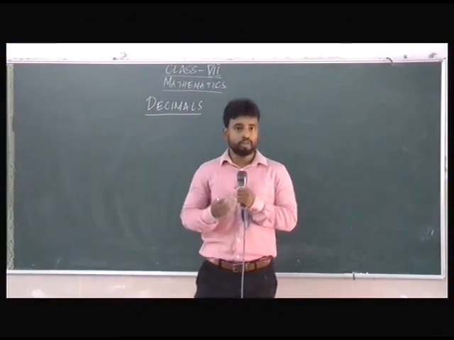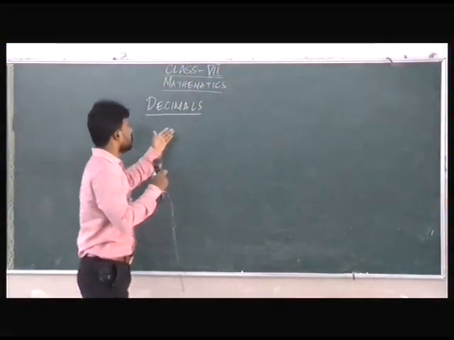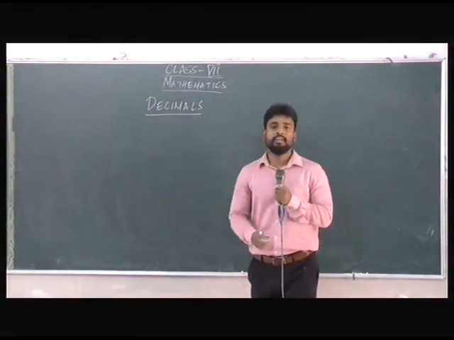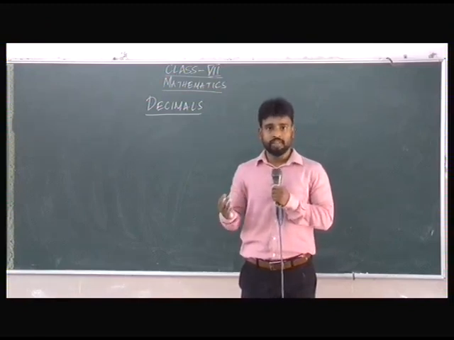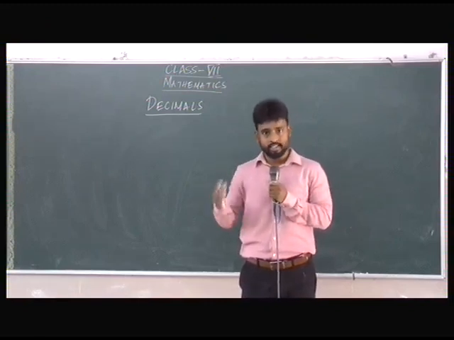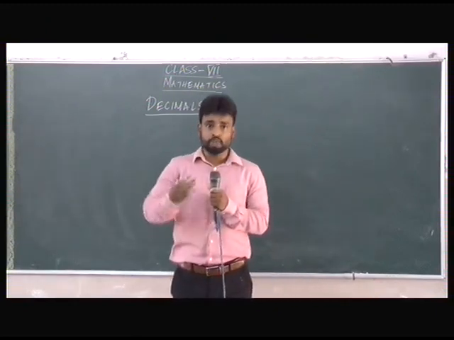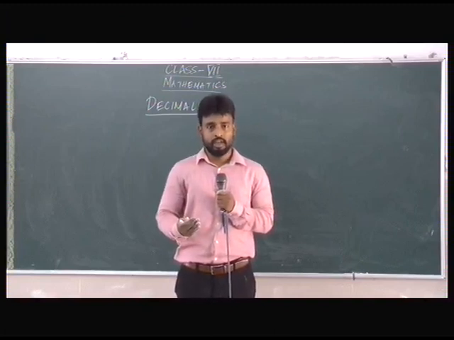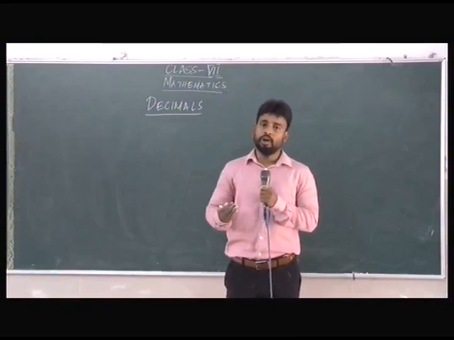So let's come to decimals. We have already learned about decimal fractions. We learned that decimal fractions are fractions whose denominators are numbers such as 10, 100, 1000, etc. So therefore we can understand that decimal fractions are those fractions which can be easily converted into decimals. And these decimal fractions, when written in decimal form, are called decimals.